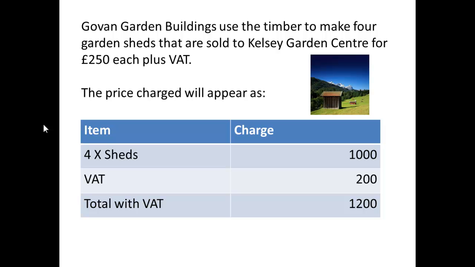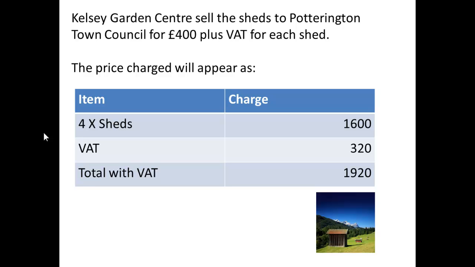That timber is now being used by Covent Garden Buildings, and they're going to make 4 garden sheds, and they'll sell these on to Chelsea Garden Centre for £250 each plus VAT. So the charge this time will appear as 4 times £250, which is £1,000. 20% of 1,000 is 200, so the total for the sheds with VAT is 1,200.